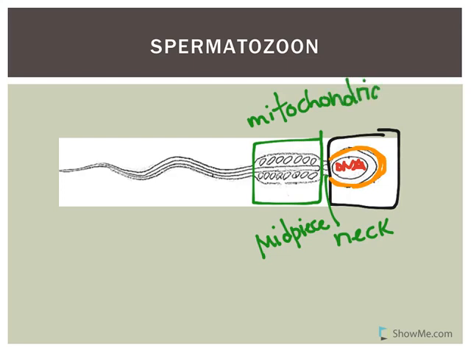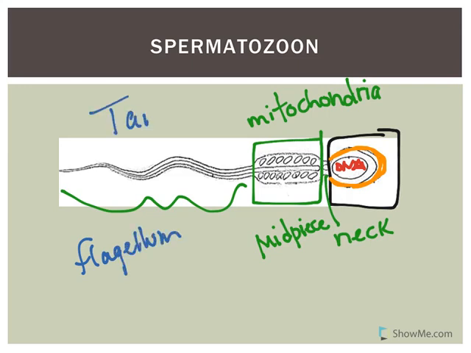Now the midpiece contains a lot of mitochondria. Mitochondria produce energy, produce ATP. That's needed for energy for movement of the sperm's tail, which you see here, as it travels through the female reproductive tract on the way to fertilizing the egg. Now that tail is a flagellum. So this is the tail, and it is a flagellum that provides locomotion. It moves, and it gets that energy from the mitochondria producing the ATP.